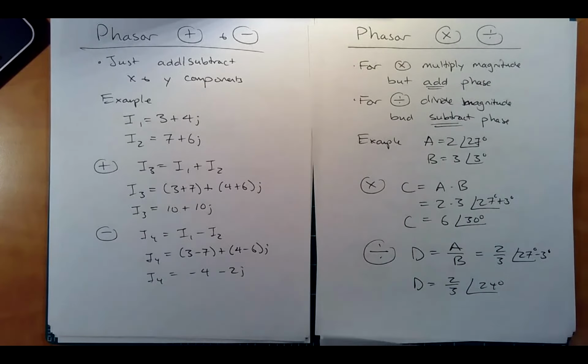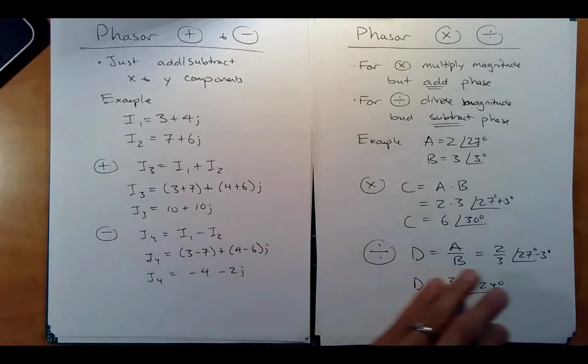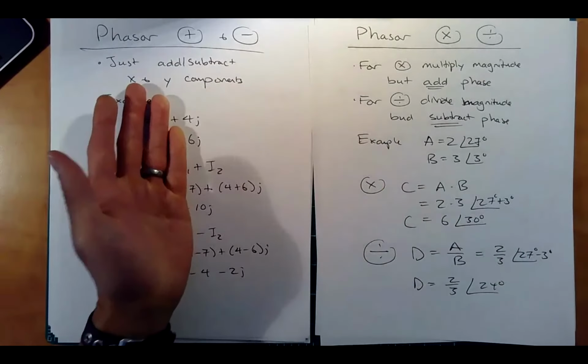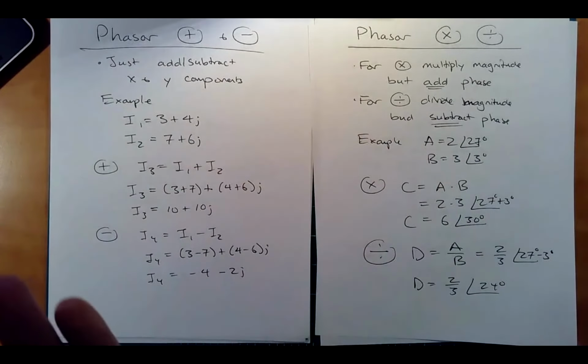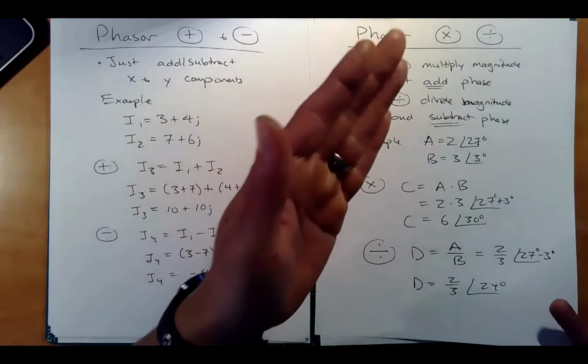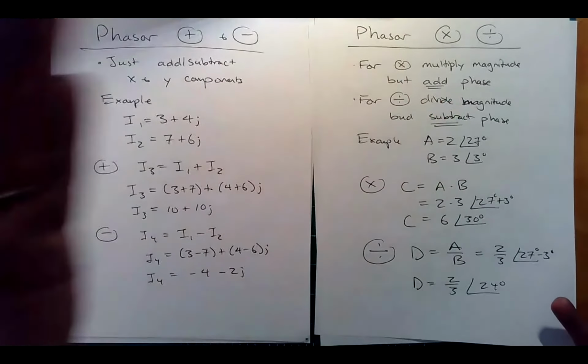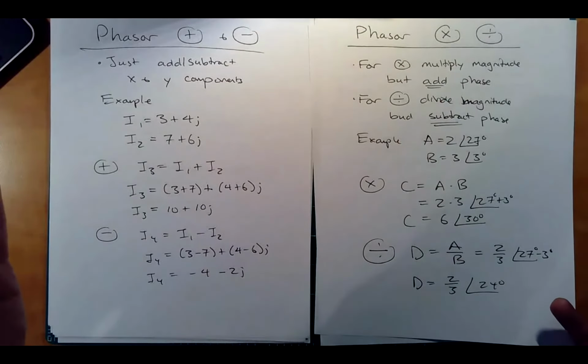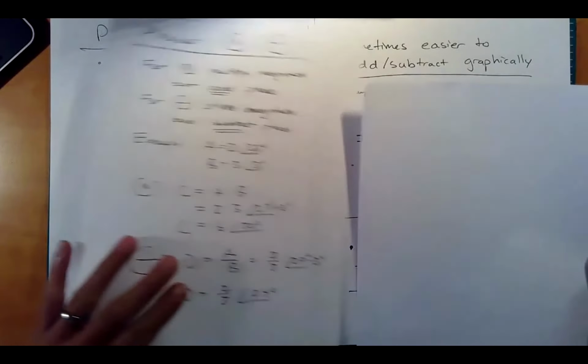That's kind of nice, right? Very simple rules to add and subtract, multiply and divide. But if you want to multiply and divide, it's much easier in polar form. And if you want to add and subtract, it's much easier in rectangular form.